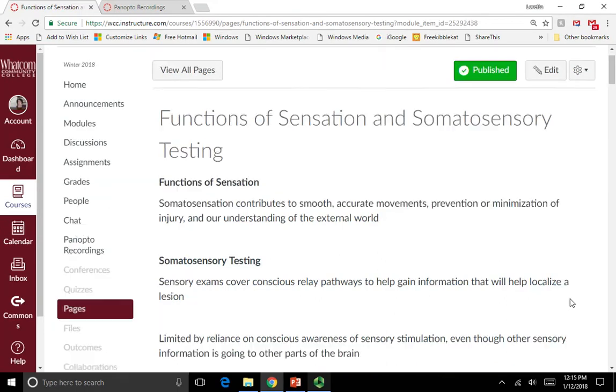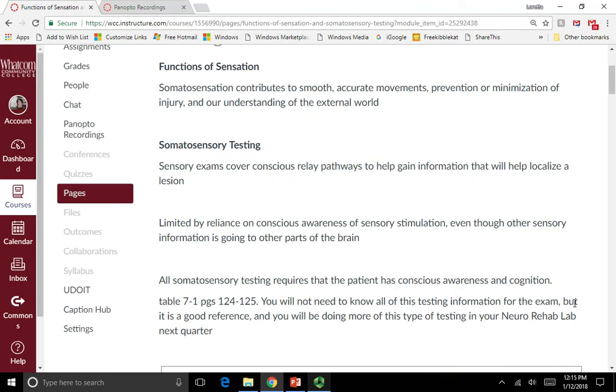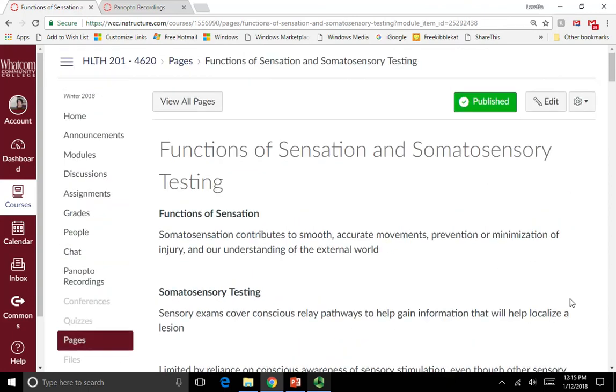So in the next section, we're going to start talking about somatosensory testing and somatosensory exams, and really start talking about the information in Chapter 7.